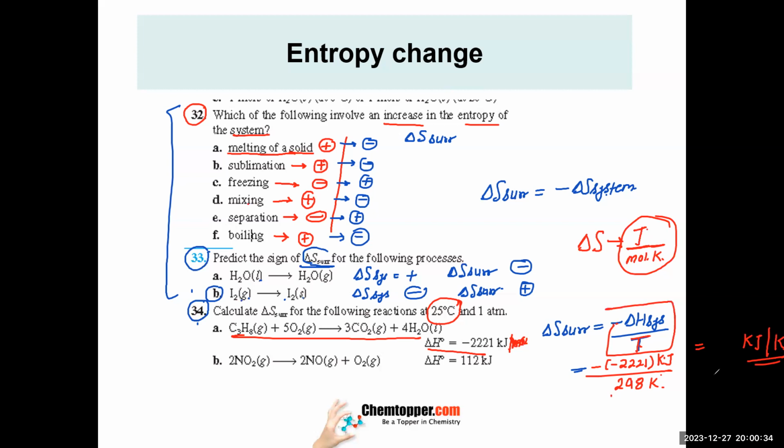Okay, good. How many sig figs? Sig figs will be decided by these numbers. So how many sig figs for the answer? 3. Very good.